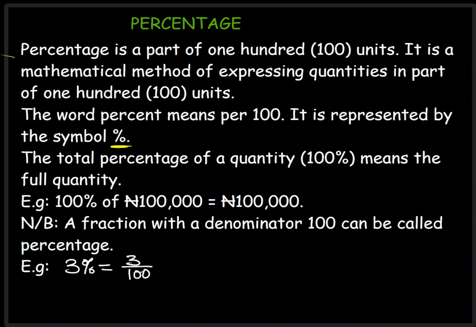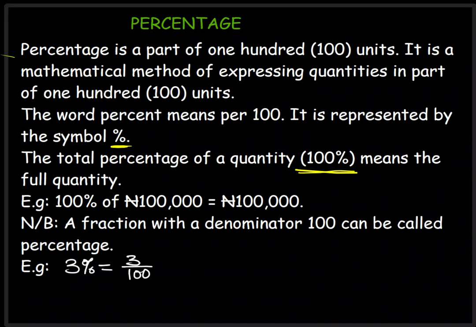The total percentage of a quantity, that's 100%, means the full quantity. So that means 100% of 100,000 is 100,000. So 100% means a full quantity. A fraction with the denominator of 100 can be called percentage. So if I have something like 3 over 100, I can call that 3%.